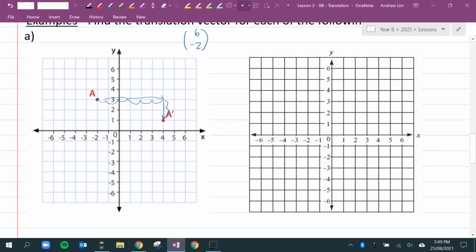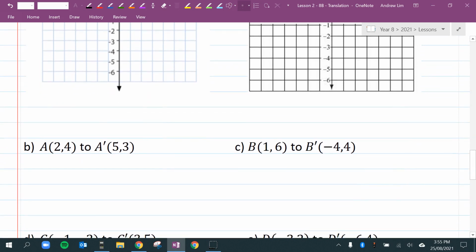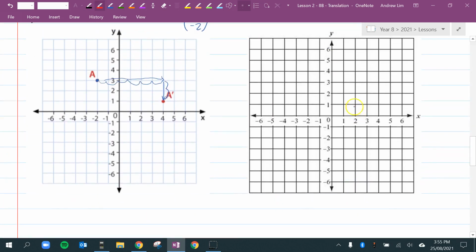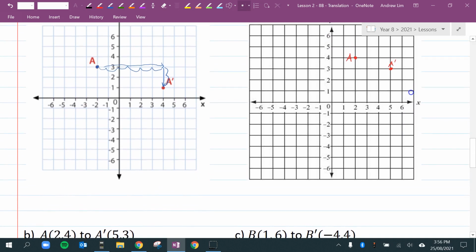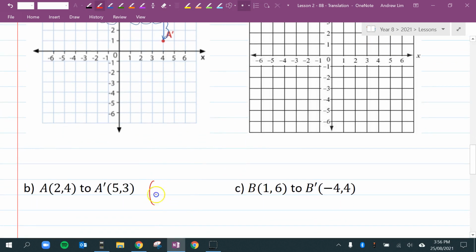Now this Cartesian plane here, there's actually no question here, but I'm going to use that for the next 4 questions. Part B says we're moving A to A dash from (2, 4) to (5, 3). So let's graph that. (2, 4) is over here. That's A. And (5, 3) is down here. And that's A dash. So we are going to move 3 units to the right and then down 1. This has to be a +3. We're moving down 1, so this has to be a -1.